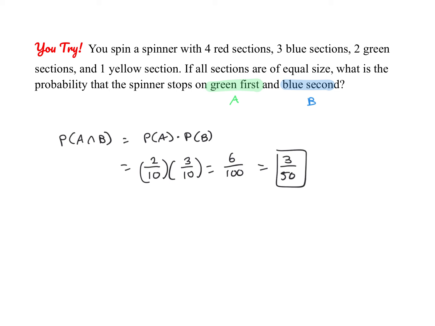All right, go ahead and check your work here. These two events are independent because what you get on the first spin doesn't change your spin on the second spin. You have the same spinner, the same possible outcomes, the same total outcomes. So they're independent events. You find the individual probabilities, and because it's the probability of A and B, you multiply those probabilities. So it's 2 out of 10, which is the probability of spinning a green, and 3 out of 10, which is the probability of spinning a blue. And again, you add up 4, 3, 2, and 1 to get that denominator of 10.